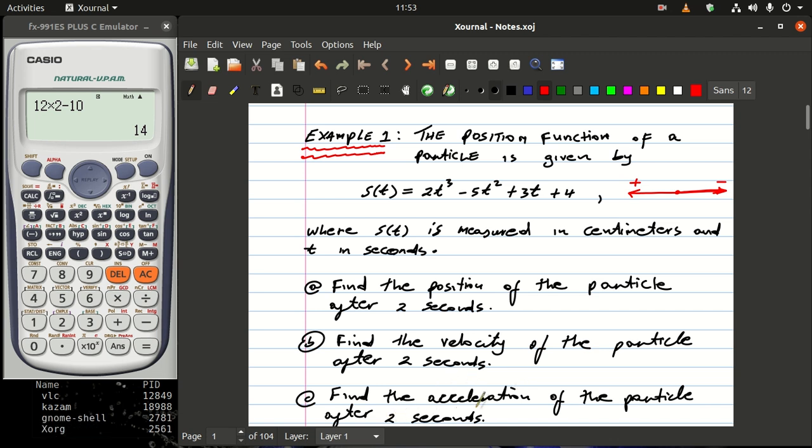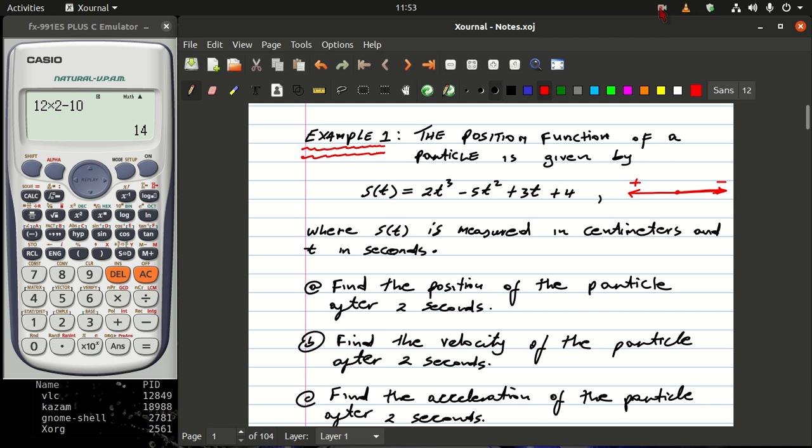So acceleration characterizes whether the function at that moment in time is speeding up or slowing down. That is the meaning of acceleration. So I want us to take another example now.